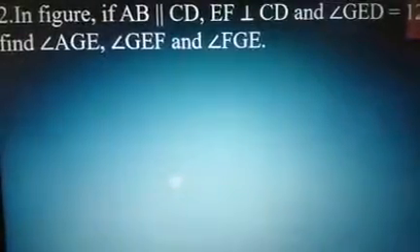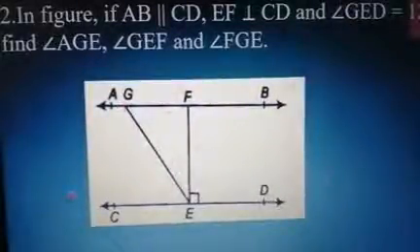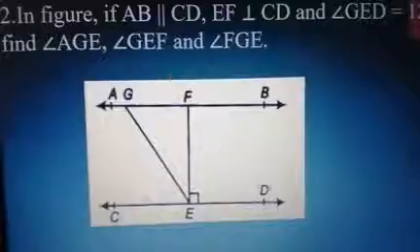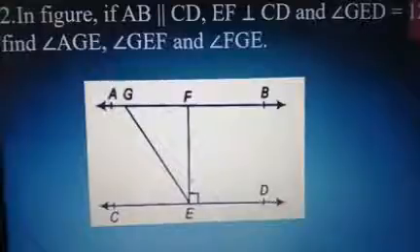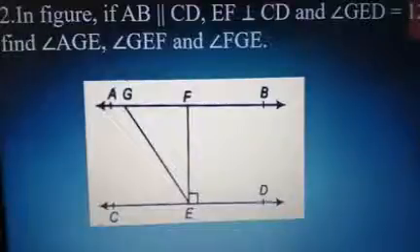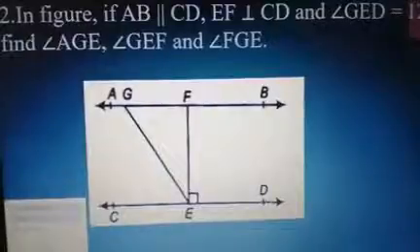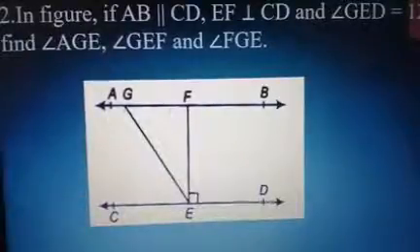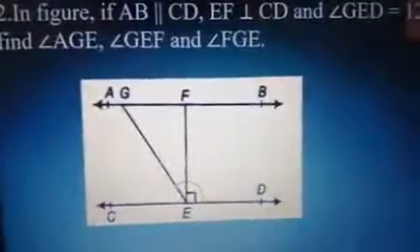So in the given figure, they are saying that AB is parallel to CD and EF is perpendicular to CD. This is also given by them. Okay, GED. So this complete angle GED, they are saying that it is equal to 126. So let me just write it with the pen. So this complete angle is nothing but 126. Let me write it.